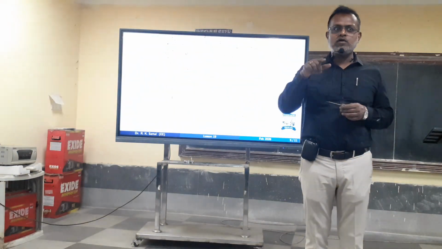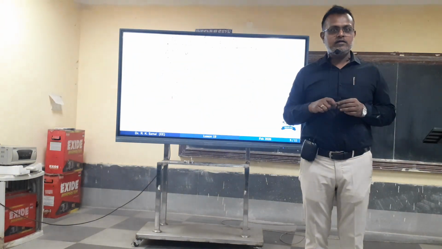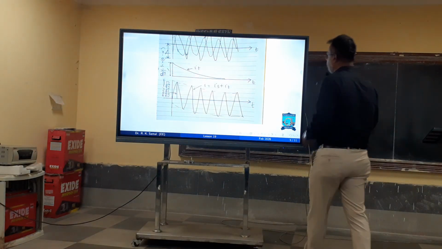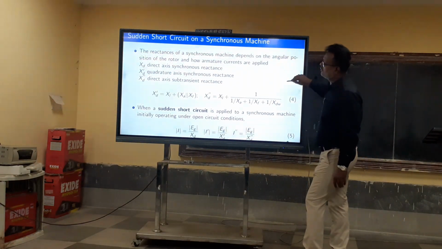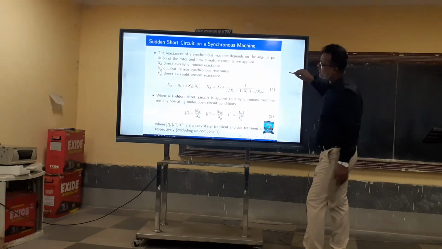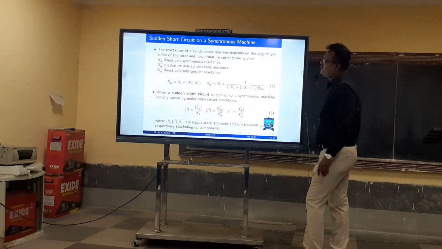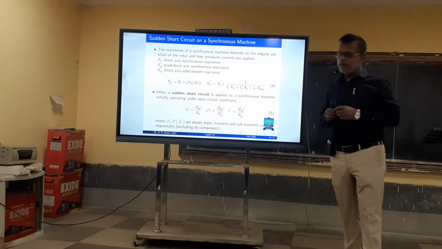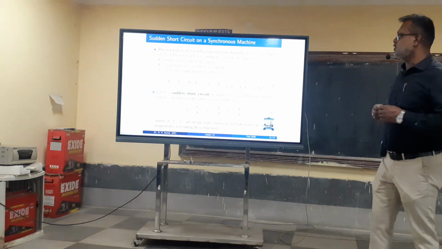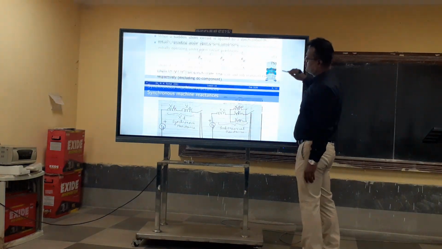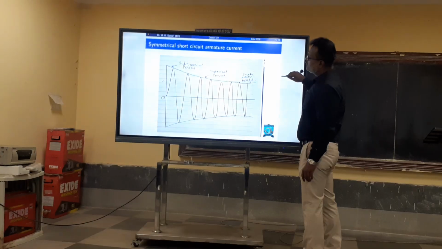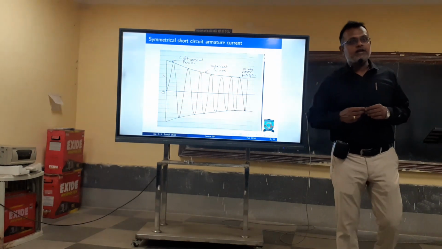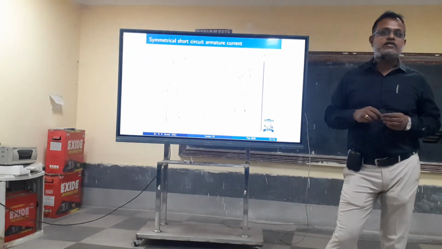So I hope all of you have completed the short circuit experiment, sudden short circuit on the alternator. Okay. So the next part is short circuit on the synchronous machine. There you have seen that the waveform is something like this. This is the short circuit current waveform that you see in the digital storage oscilloscope.